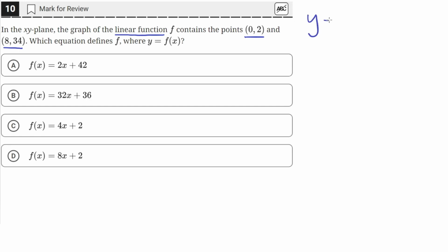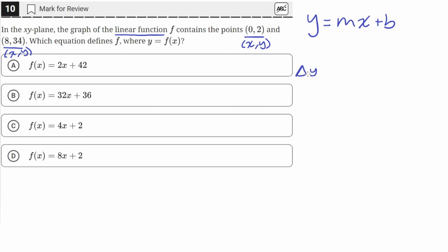So a linear function has the form y equals mx plus b, where m is the slope, the rise over the run, and b is the y-intercept, the y-coordinate of the point of intersection between the line and the y-axis. So to find the slope, we need to find the rise over the run, which is the change in y over change in x. So these points, they give us x, y coordinates for both of these, and we can find the slope by dividing the change in y over the change in x.